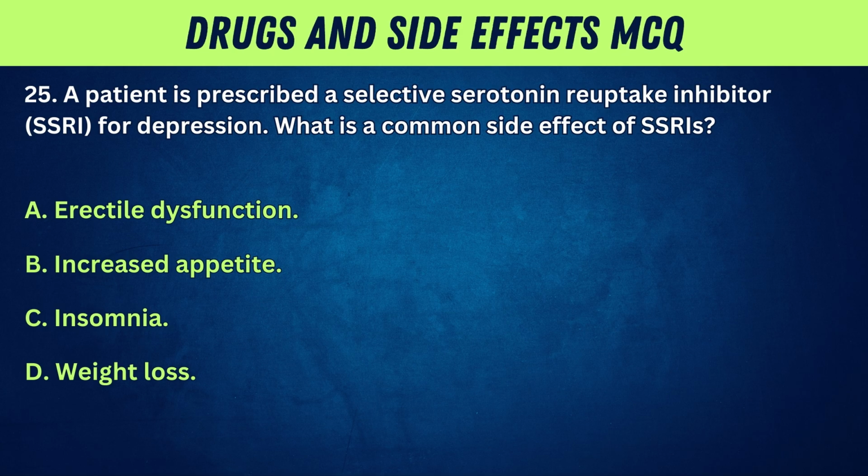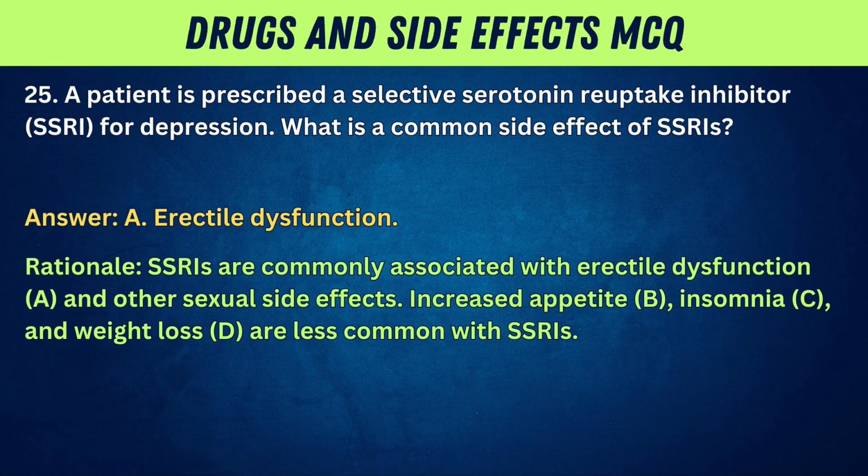25. A patient is prescribed a selective serotonin reuptake inhibitor, SSRI, for depression. What is a common side effect of SSRIs? A. Erectile dysfunction. B. Increased appetite. C. Insomnia. D. Weight loss. Answer: A. Erectile dysfunction. Rationale: SSRIs are commonly associated with erectile dysfunction, A, and other sexual side effects. Increased appetite, B, insomnia, C, and weight loss, D, are less common with SSRIs.